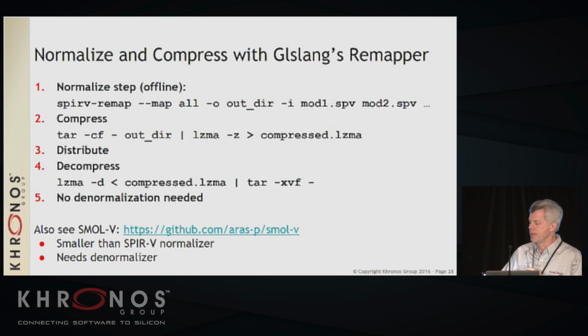Well, here's some command line options that show examples of doing this. The example at the top is using a normalizer that takes valid SPIR-V to valid SPIR-V. So it's using the remapper in GL-Slang to do that. So the remapper is an example normalizer in this case. It compresses everything together, and then you distribute it, and then you decompress it, and you're done. The SmallV project that Aras has done needs a denormalization step, and you can see that project on GitHub to learn more about it.